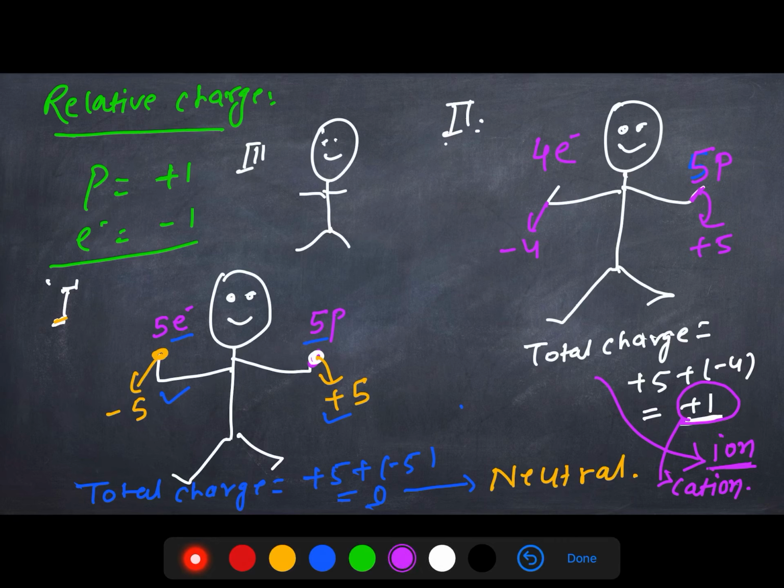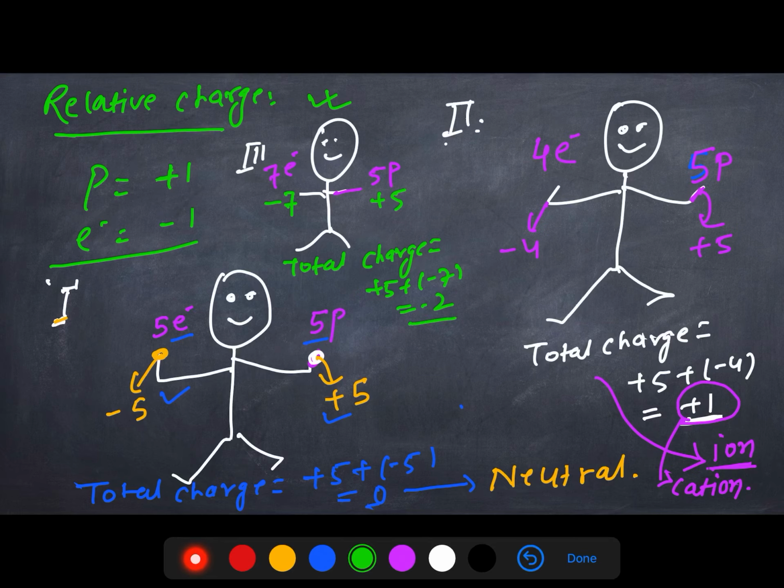Now let's consider the third case. Let's take the third case over here. The same person, this time he carries 5 protons but 7 electrons on the left hand. Now, because of 5 protons, he carries plus 5 charge on his right hand and minus 7 charge because of 7 electrons in his left hand. If you have to calculate the total charge, you will find it's plus 5 plus minus 7 equals minus 2. In this case, this person is carrying a net charge of minus 2.